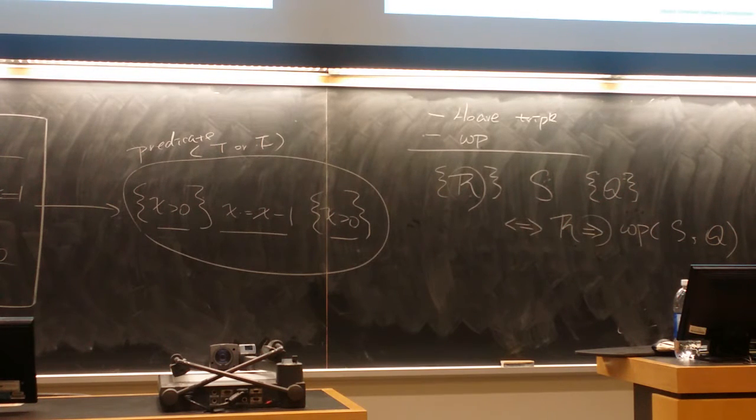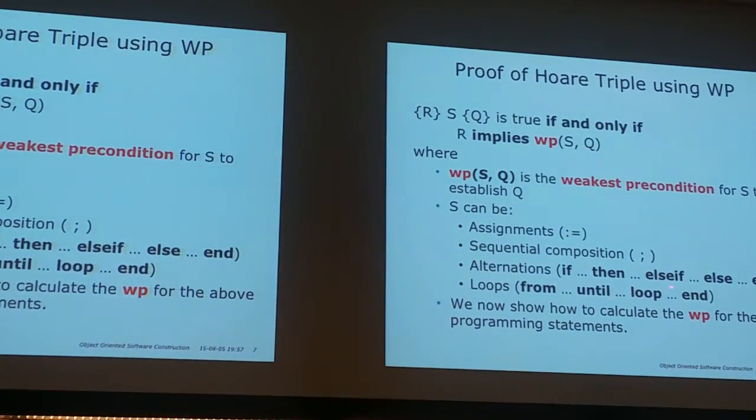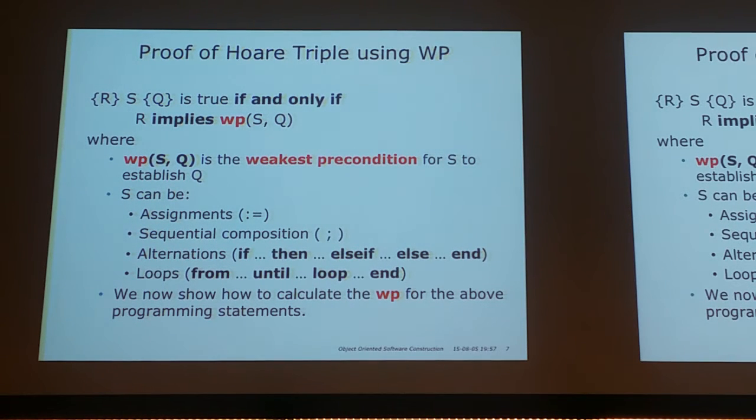Okay. So now let's have a look. Here we have assignments, sequential composition, if-then-else, and loops. Now we're going to see for each one of them how we are supposed to calculate the WP. Before the break, maybe we'll try to get through assignment, maybe the first three if possible, or at least the first two. Okay. Assignments are really easy.